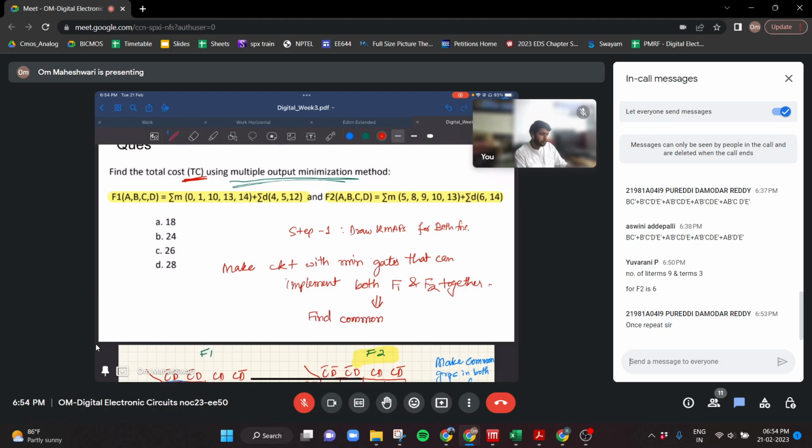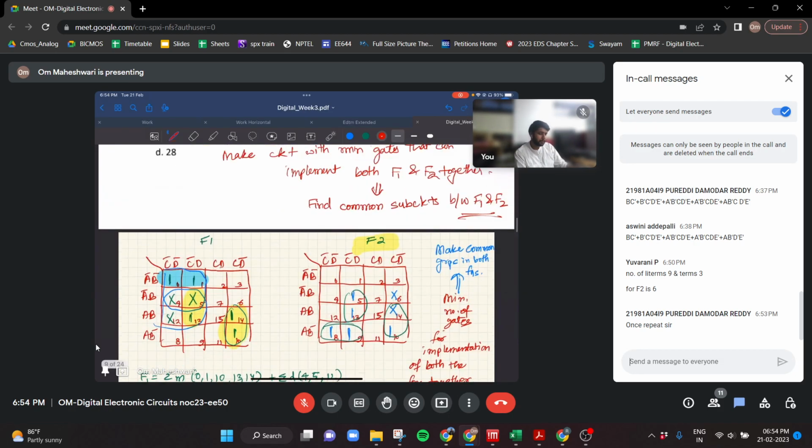common sub-circuits between F1 and F2, right? So how did we do that? We did that with K-map. So we made K-map for both F1 and F2. In general, we would have formed groups like this for this and this, right? But since we see in F2, the only possibility of groups are like this. And these groups can be common here, right?